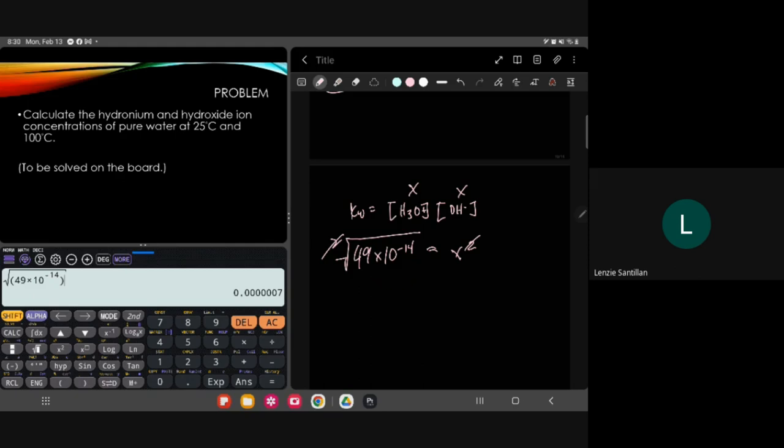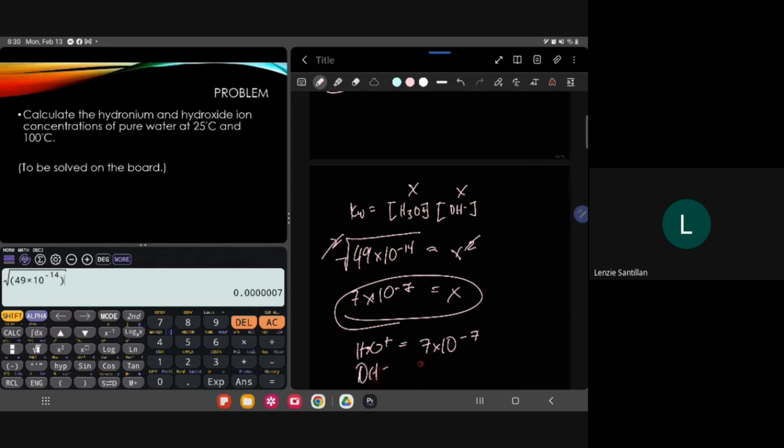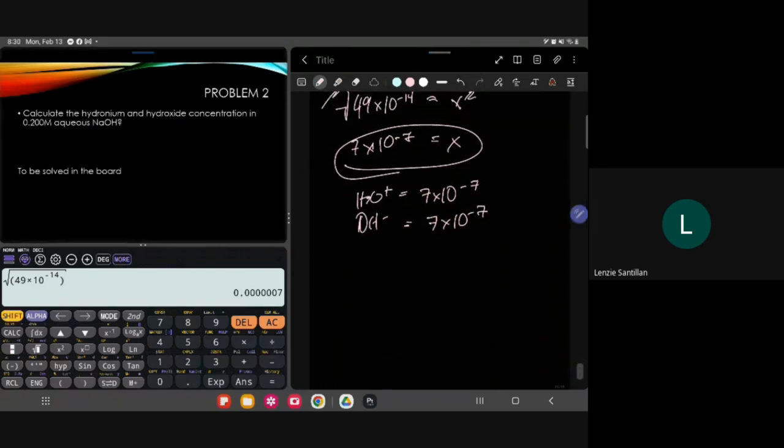So, ang answer dito is 7 times 10 raised to negative 7. Yun yung isang value ng ating x. So, for H3O, ang value niya at 100 degrees Celsius is 7 times 10 raised to negative 7. And for OH, ang value niya at 100 degrees Celsius at our boiling point is 7 times 10 raised to negative 7. You understand? Okay, so medyo madali lang ito, ano, itong hydrogen.